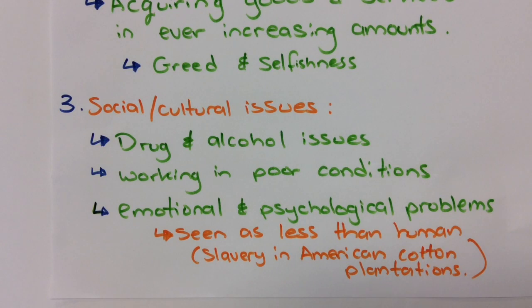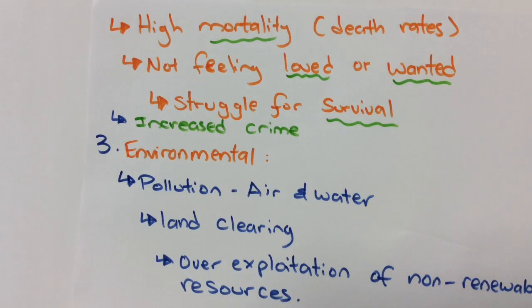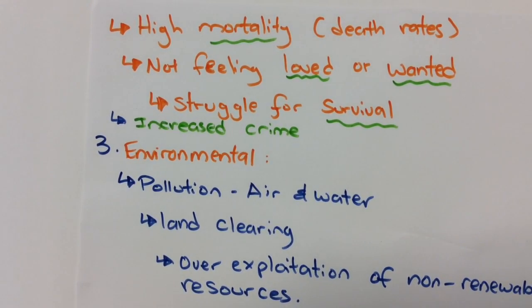So the Africans that were enslaved and taken to America to work on the cotton farms were seen, well, they thought of themselves as less than humans because they were forced to work in unfair circumstances. So that actually still has flow-on effects into the world that we see today, particularly in America for African American rights. Okay, there was also a high mortality rate and death rate during this time, and there was that feeling of not feeling loved or wanted for those people who were forced to work those long hours and treated very unfairly by their employers, and also that struggle for survival.